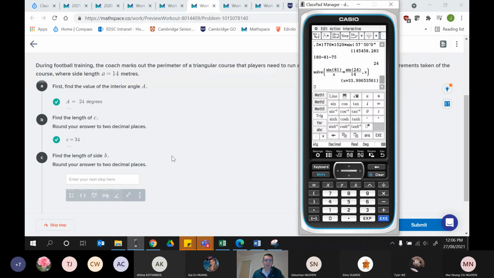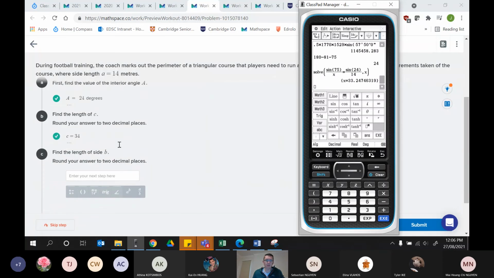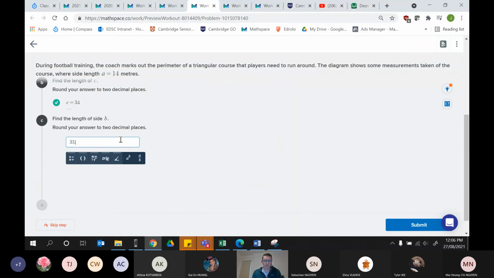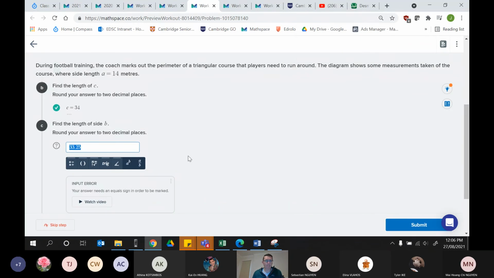Find the side length of B, round your decimal place to 2 decimal places. So now I've already got one pair. I've already got this pair. So to find B, I'm just going to click back up here and change this to 75. And that's the beauty of already having it going. 33.25. So here I definitely need to do 33.25. I should just double check. Yep. Oh, I haven't written B equals. B equals.